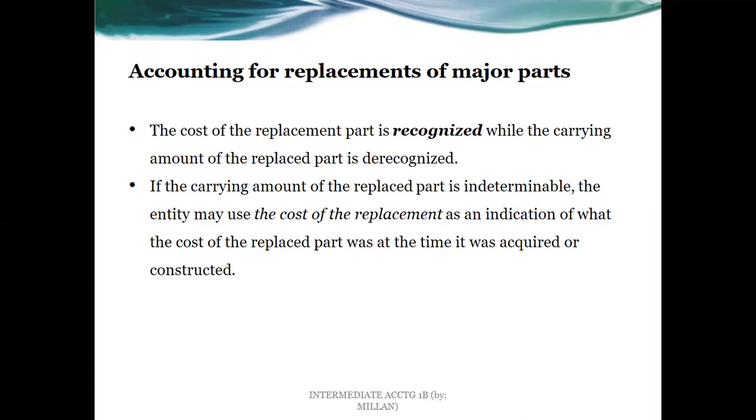And then whatever is the carrying amount, again, based on the estimate, will be deducted or removed from the value of our major parts.